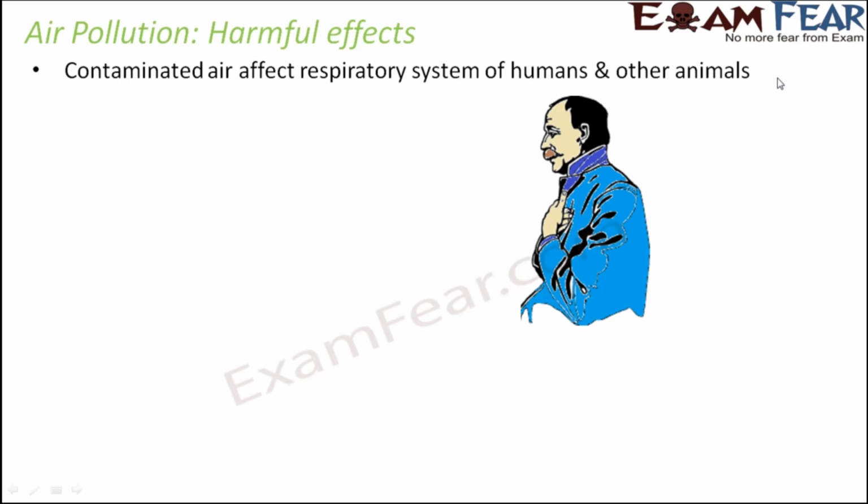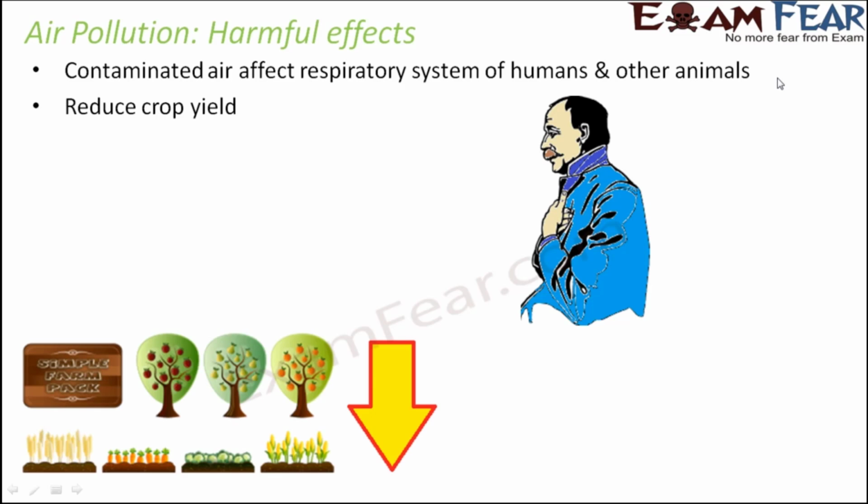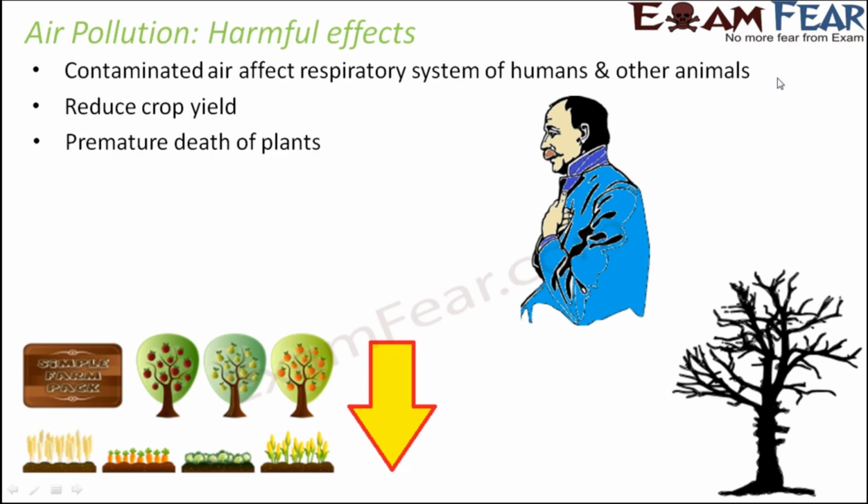So this contaminated air can cause respiratory disorders and reduce crop yield, because if the air is polluted, what happens? Plants also need air, right? The carbon dioxide which the plant is getting, or the nitrogen that enters inside the plant, is also not pure. Along with that, some harmful chemicals are also entering inside the plant. As a result, the crop yield might reduce. Premature death of plants: in fact, this can even lead to death of a large number of plants before time. Diseases and death in humans and other animals.